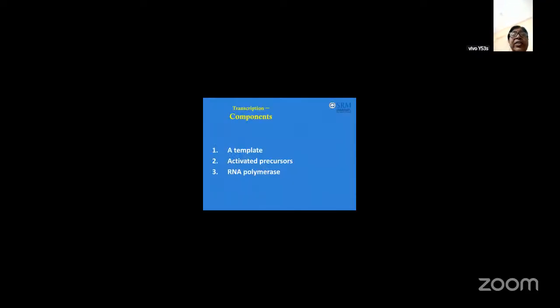Now, for transcription to take place, what are the different components that are required? One, you require a template, you require activated precursors, and you require RNA polymerase. These are the different components that help in the process of transcription. So what are those? One is called a template, then you have activated precursors, then you have the RNA polymerase.